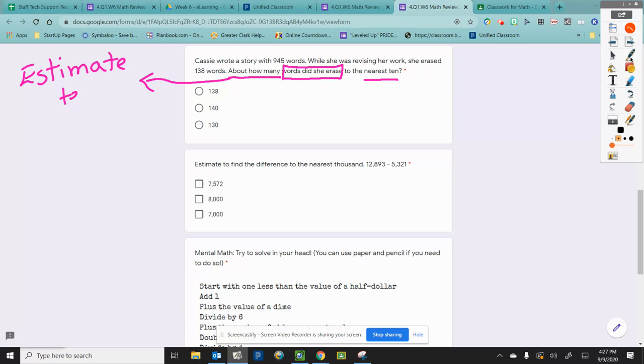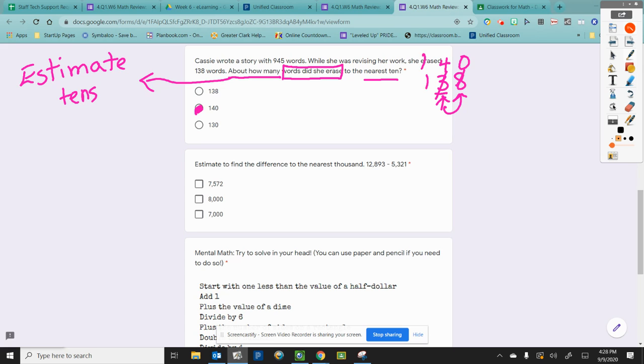So I'm going to take a look up there, and it says that she erased 138 words. I need to round to the tens place. Whoops, let me redo that. Round to the tens place. My 8 tells me that I'm closer to 140 than I am 130. So my 3 becomes a 4. Everything behind it becomes zeros, and I carry everything over. My answer is 140.